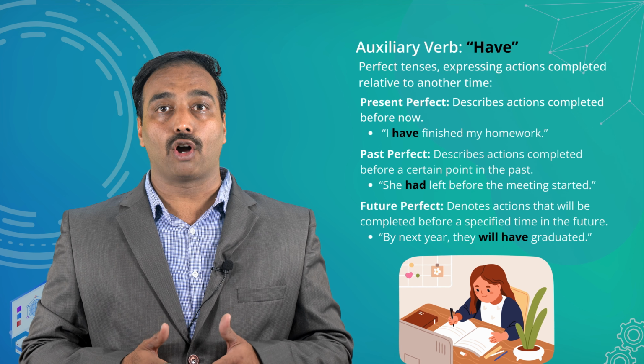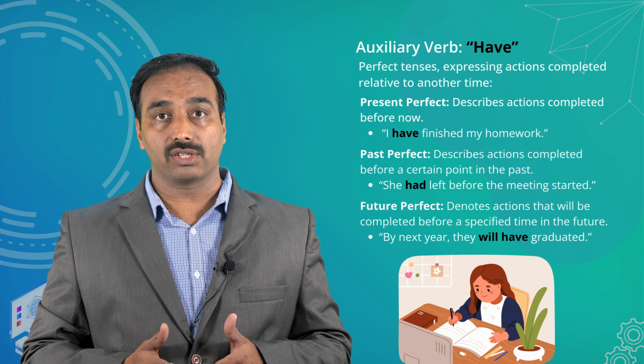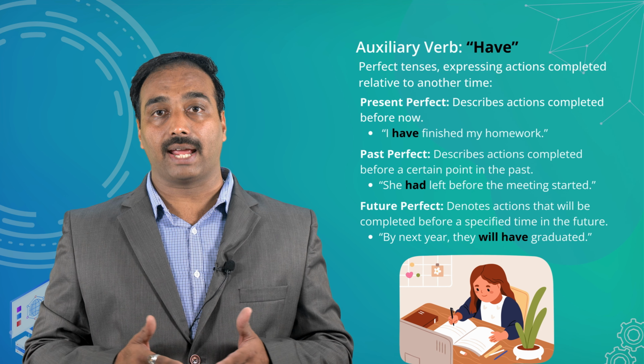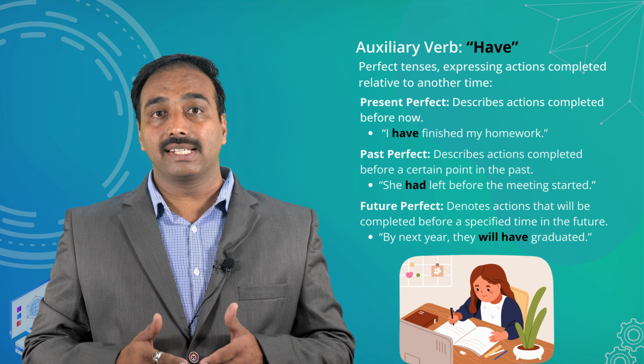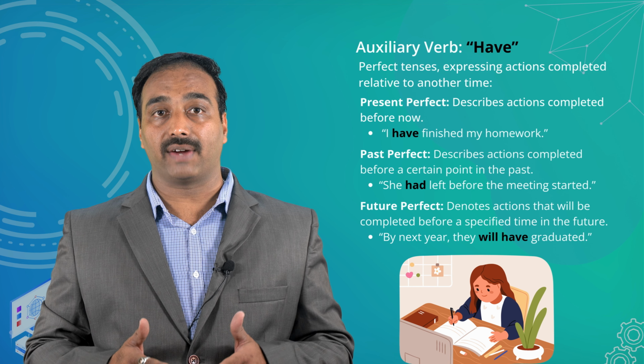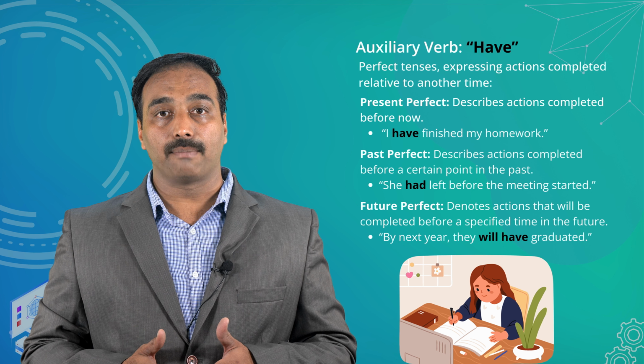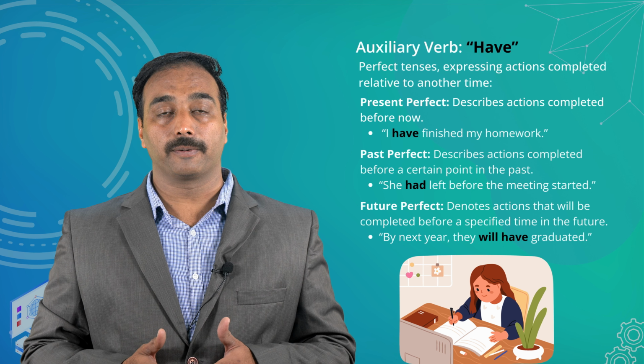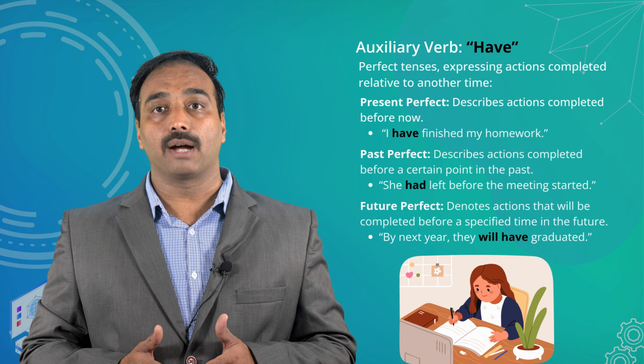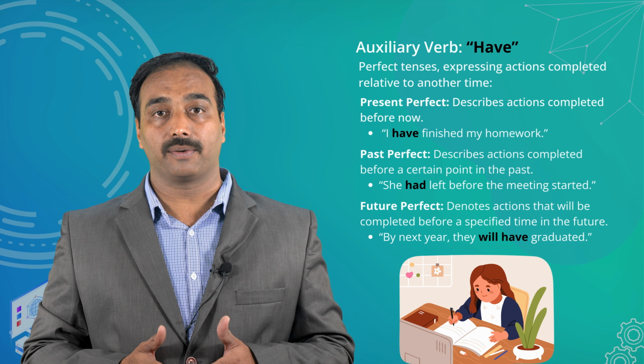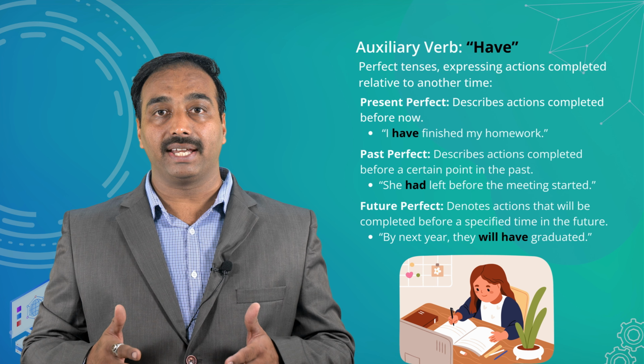Now let us look at auxiliary verb have. Have is instrumental in forming perfect tenses which express actions that are completed relative to another time. Present perfect. This describes actions completed at an unspecified time before now. Example, I have finished my homework. Past perfect indicates actions completed before a certain point in the past. Example, she had left before the meeting started.